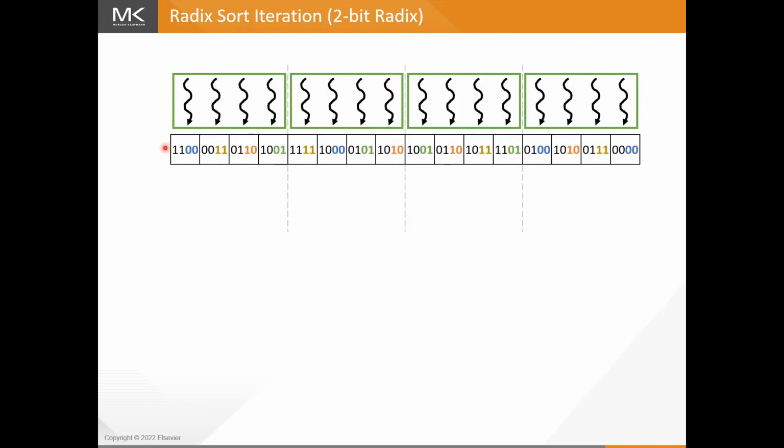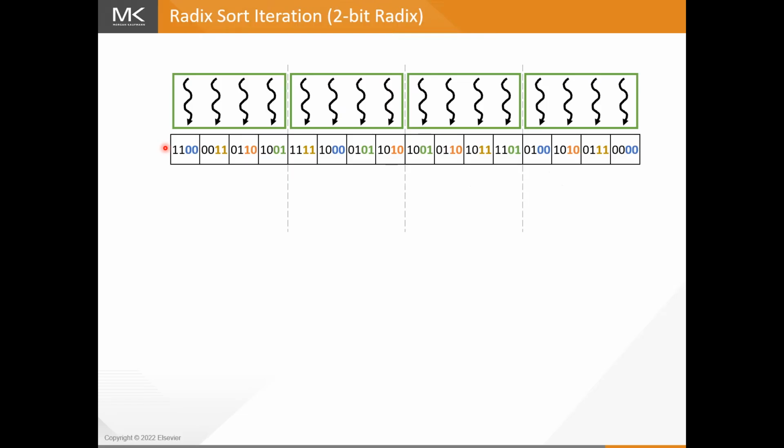How do I do a local sort? Now let's focus on one thread block. How can a thread block do a local sort based on 2 bits as opposed to 1 bit? It was easy, right? I had to count the zeros, count the ones. I do a prefix sum. Now it's 0, 1, 2, and 3.